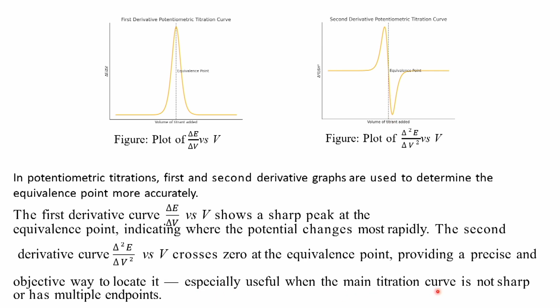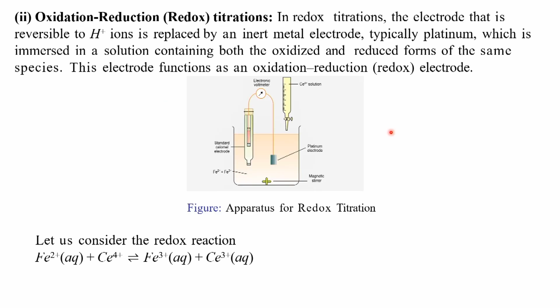Especially useful when the main titration curve is not sharp or has multiple endpoints. So these two methods, the first derivative and second derivative, are mostly used when the equivalence point is not very sharp or there are multiple equivalence points.